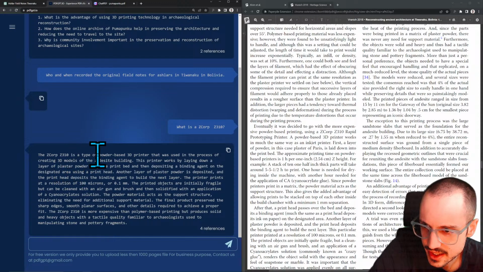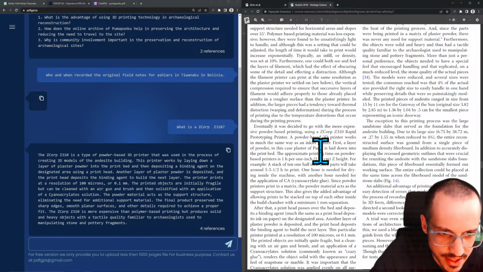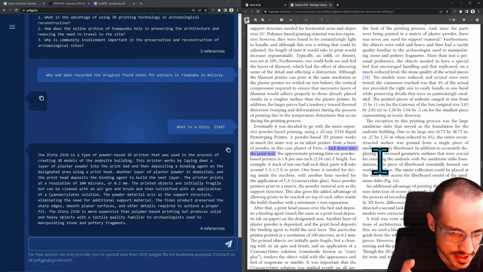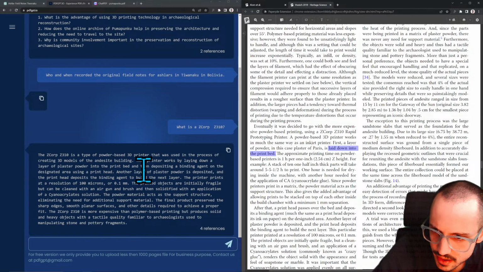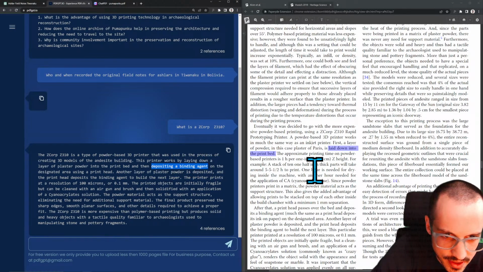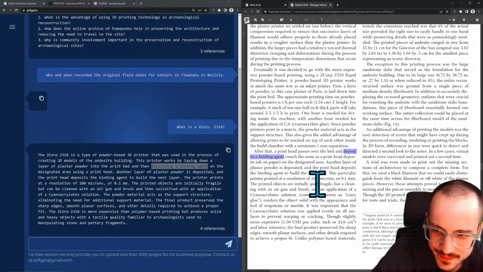The Z Corp Z310 is a type of powder-based 3D printer that was used in the process of creating 3D models of the andesite building. Laying down a layer of plastic powder into a print bed and then depositing a binding agent. Laid down into the print bed, there you go. You're finding these same little sequences, right? Depositing a binding agent. I bet you that's probably somewhere over here. Deposits the binding agent. There you go.